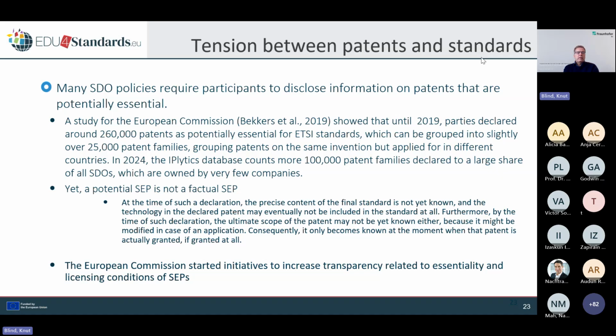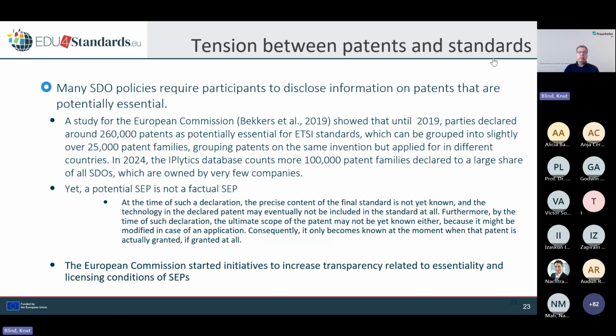More recently, the company IPRs, which is now part of LexisNexis, counts more than 100,000 patent families, which are owned by very few companies. But the point is, a potential standard essential patent is not necessarily a factual one. When you declare that, the final specification of the standard might not really be ready, and this might then change. Therefore, I have shown you previously this time horizon from patent application and standard process, and this might then change. That means only at the very end, when both the standard is fixed and the patent is eventually granted, can you decide whether a potential SEP is really a factual one.